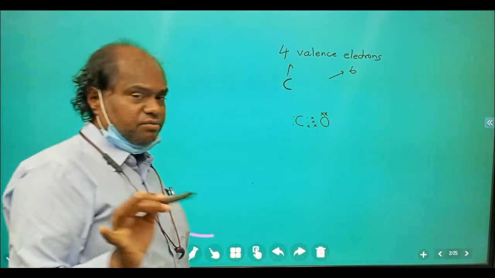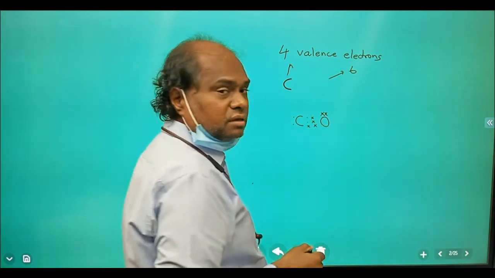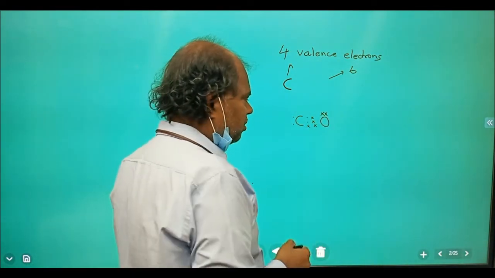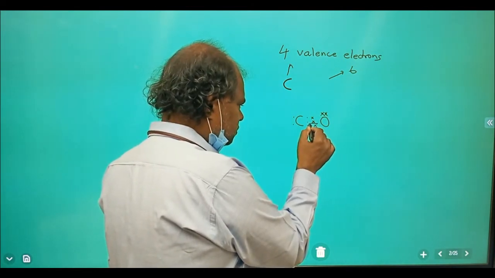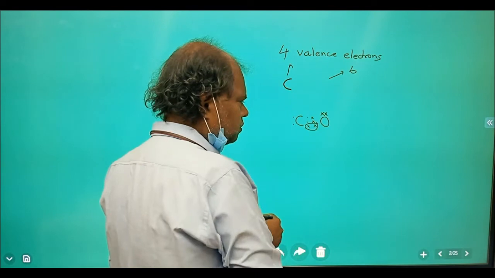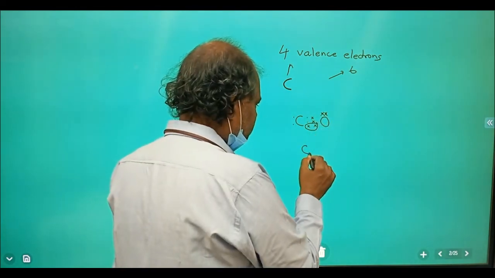Okay. Now see this structure very carefully. Surrounding carbon, do you have an octet? Yes. Oxygen also has an octet, but there is a coordinate bond here. Can you see this coordinate bond? Oxygen is sharing its lone pair with carbon. So what will be the structure of this?